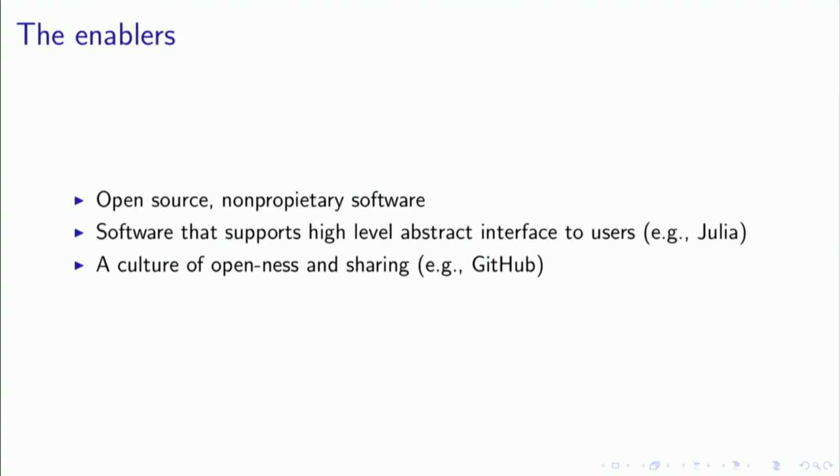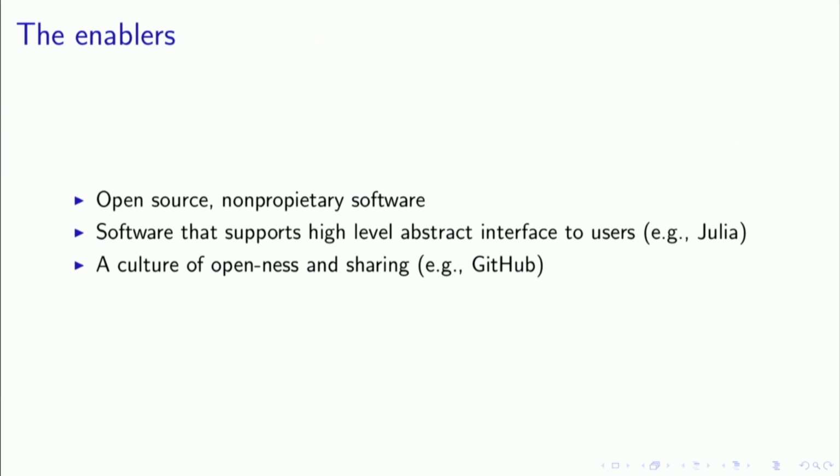Now, the enablers were mentioned in the last panel. One is kind of obvious, but not stated enough, and that is open source non-proprietary software. That's critical to all of this. Without that, you can't do any of this. Also software that supports a high-level abstract interface to users, like, for example, Julia would be a perfectly good example. You're going to hear more about that later.